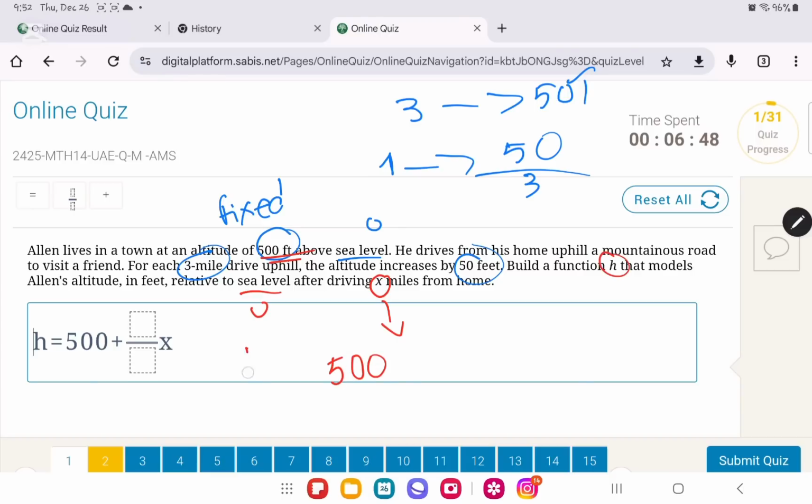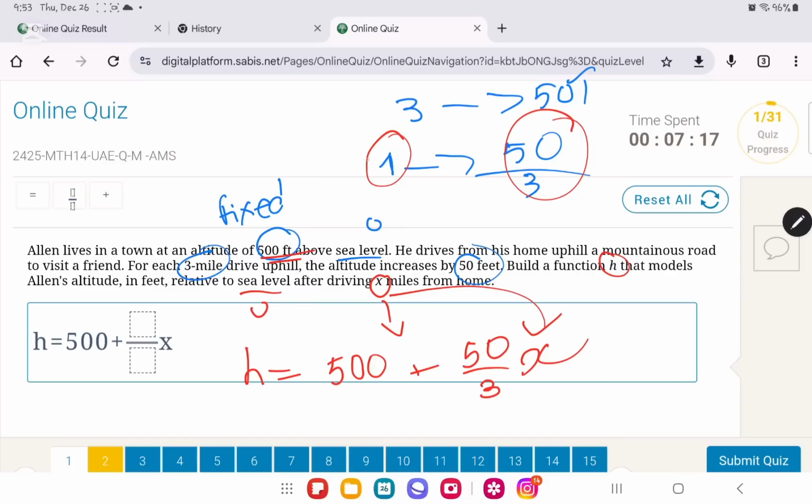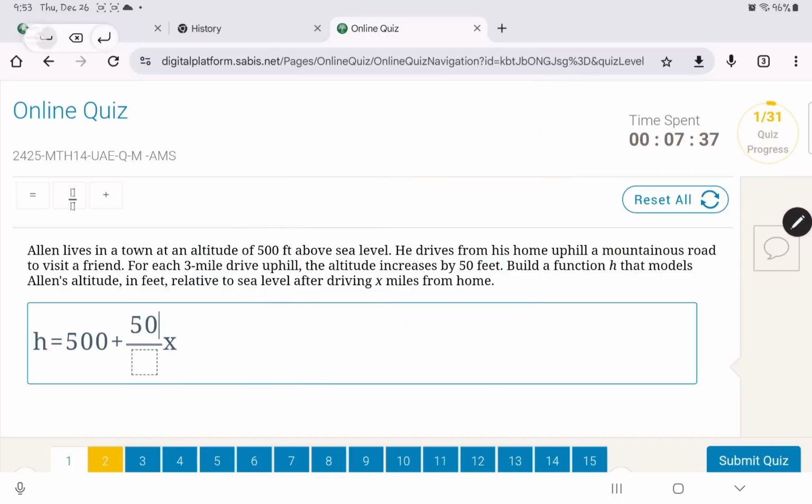They said build a function h, so h is equal to the 500 feet that is already above sea level from Alan's house, in addition to what he's driving, 50 divided by 3 feet. The altitude is increasing 50 divided by 3 feet for every mile he is driving. So 50 divided by 3 times x. Okay, x is the miles he is driving. And we said per mile he is driving, the altitude is increasing 50 divided by 3. So very simply, for x miles, the altitude increases by 50 divided by 3 times x. So the final function is h is equal to 500 plus 50 divided by 3 times x.